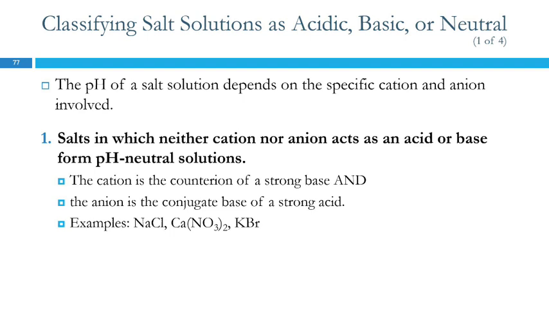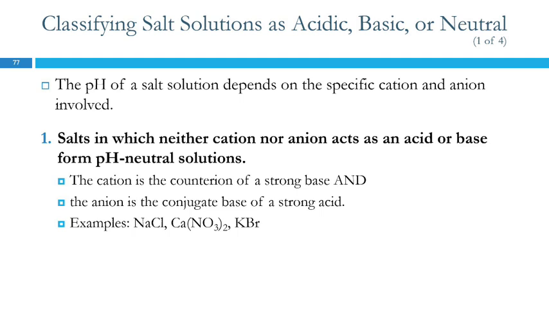Okay, now we're going to make it more fun. We're going to put anions and cations together and see what happens. So, classifying salt solutions. Salts have cations and anions. The cation has a possibility of acting as a base. The anion has a possibility of acting as an acid. So there's different combinations. The first one is a salt where neither the cation nor the anion acts as an acid or a base.